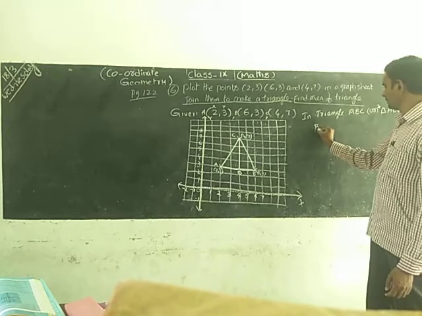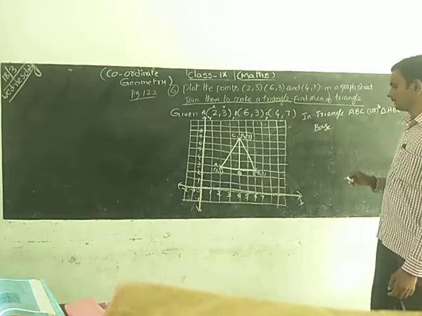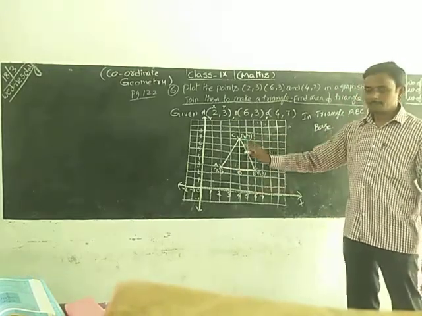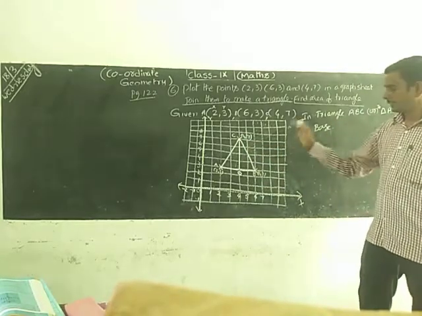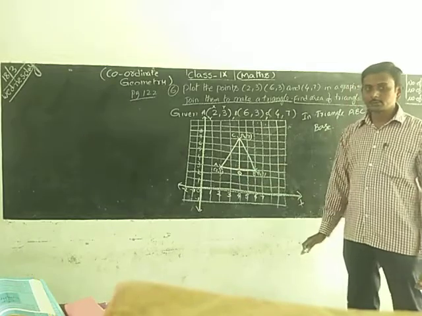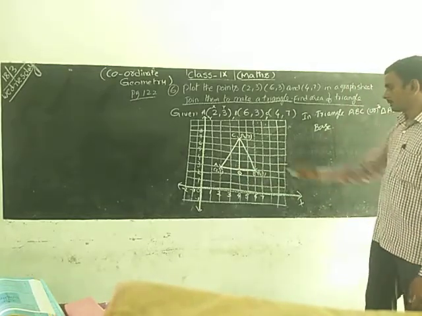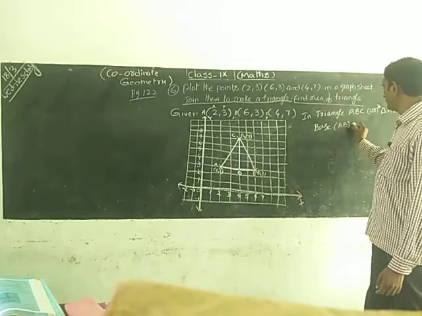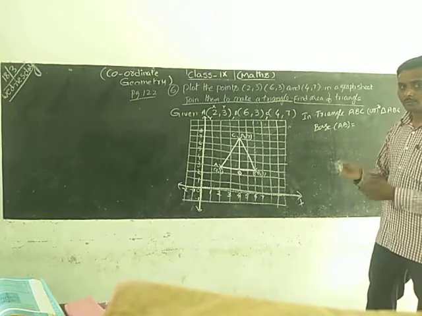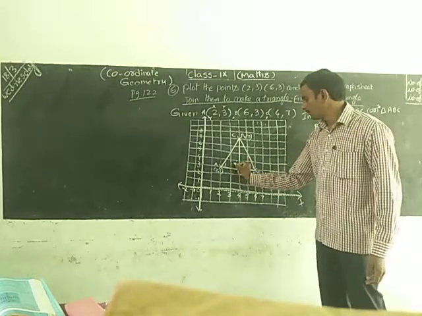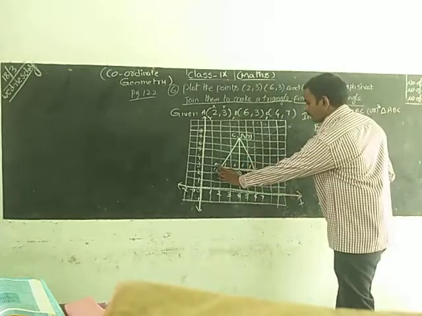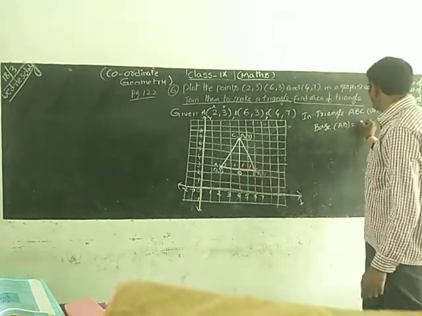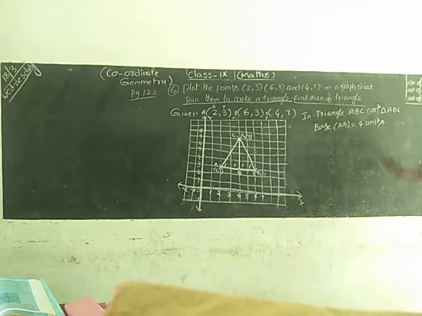Base equals, how can we decide the base? The side for which we draw the perpendicular line from a vertex is called the base. I am drawing this perpendicular line for AB, so AB is called the base. What is the length of AB? What is the distance from A to B? Moving from A to B, 1 unit, 1 unit, 1 unit, 1 unit. Totally 4 units.